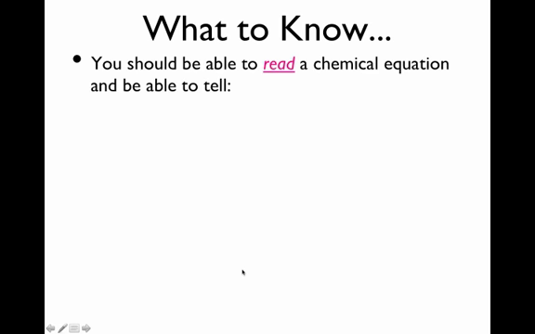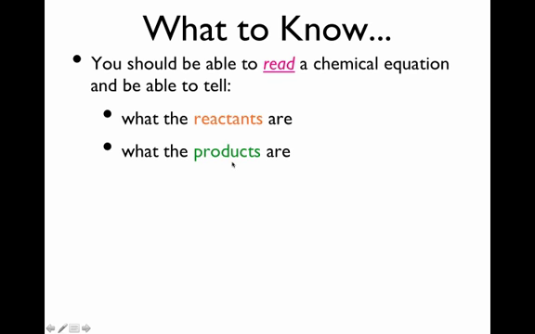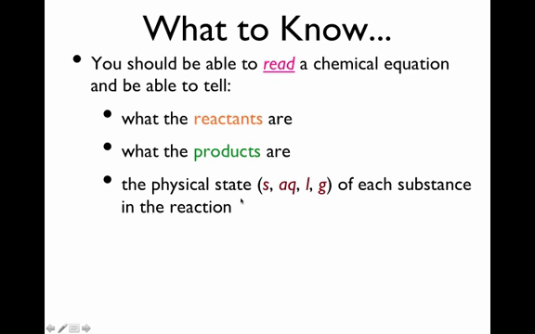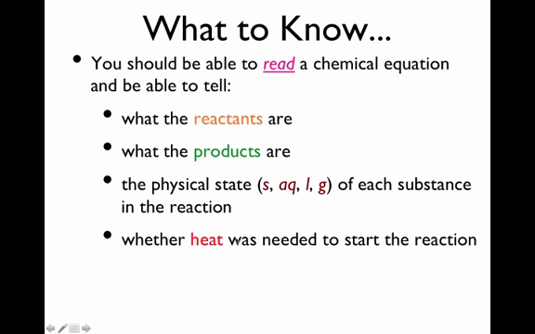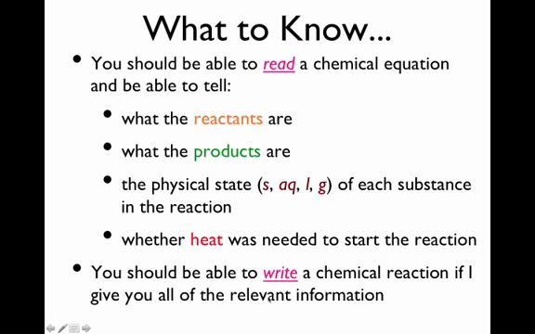So what I'd like you to know, and there is other stuff that I want you to know beyond this, but at least from what I've told you so far, is that you should be able to read a chemical equation and tell what the reactants are, what the products are, what the materials that were made are, what the physical state of each substance was in the reaction, and whether heat was needed to start the reaction. And if I give you all of the relevant pieces of information, you should also be able to write a chemical reaction. So if I told you that you used H2 gas and O2 gas, and you heated them up and you produced liquid water, you should be able to write the type of reaction that I showed you on the previous slide with the relevant amount of details.